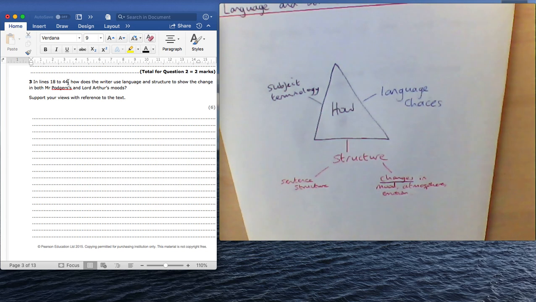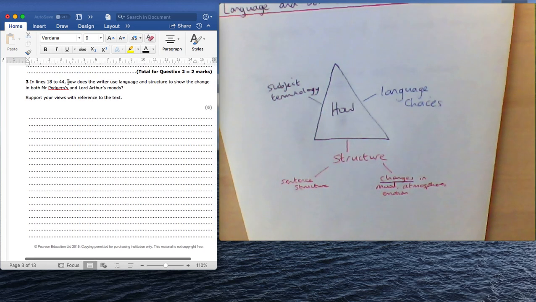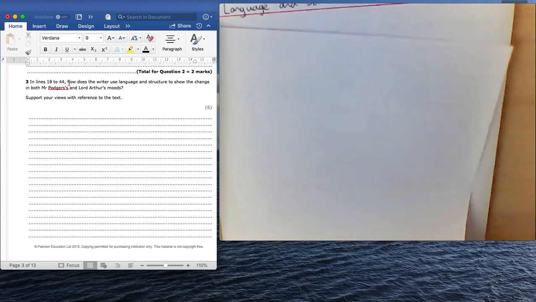So I always advise my students to read the question 3 times to be really, really clear about what it's asking you to do, and to underline or highlight the key words. So that's what I'm going to do now. We've got the fact that it's focusing on lines 18 to 44. In lines 18 to 44, how, I'm going to highlight that because this is a how question, so I know I need to talk about language, structure and use technique.